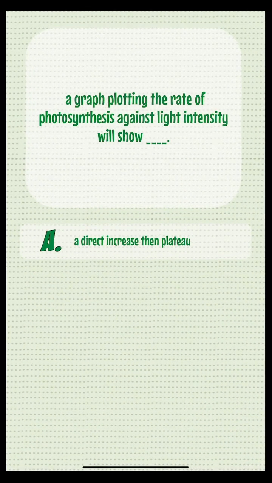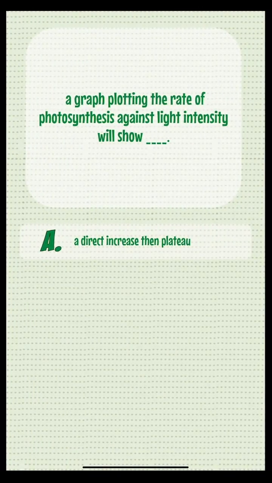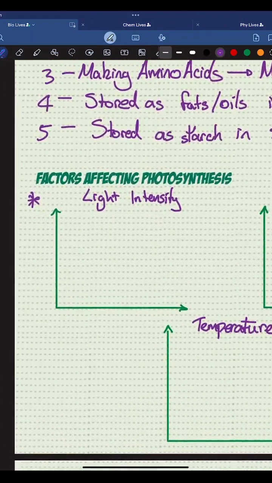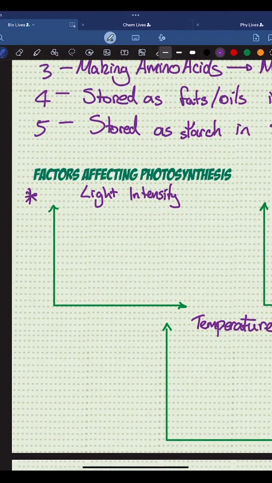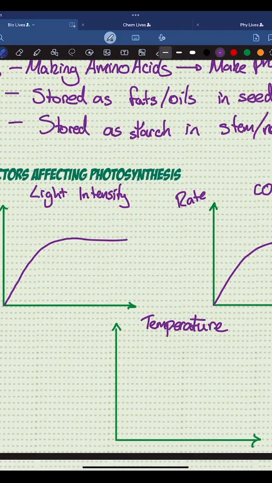So yeah, most people are saying A, that is the correct answer. A, so there's a direct increase then a plateau. Plateau just means it goes flat. So it's going to go up, up, up, up, up, and then it plateaus. That's the same for CO2 concentration. These two graphs, exactly the same. So that's CO2 concentration against rate of photosynthesis. So rate on that side.